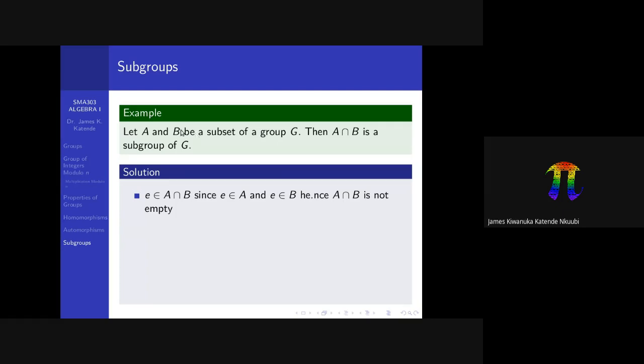Now, this statement is not correct. It should be let A and B be subgroups, not a subset. So let A and B be subgroups. I don't know why I made a mistake here. So let A and B be subgroups of a group G. I will correct the slides. For now, make that observation and note it down. Let A and B be subgroups of G. Then their intersection will also be a subgroup.